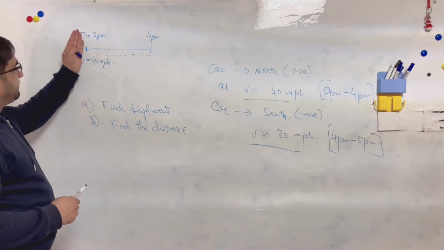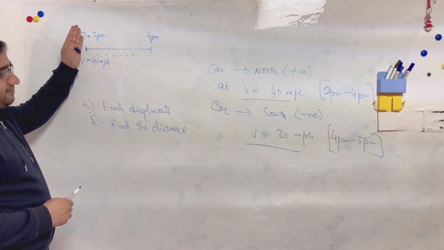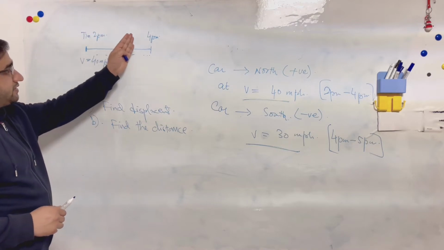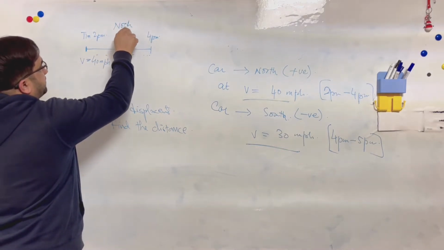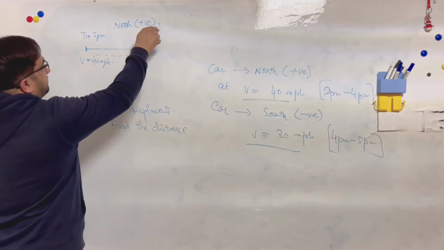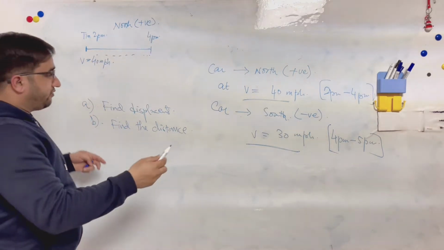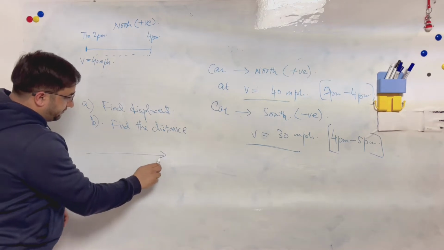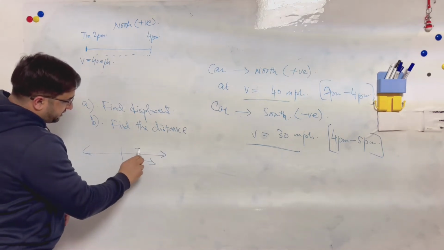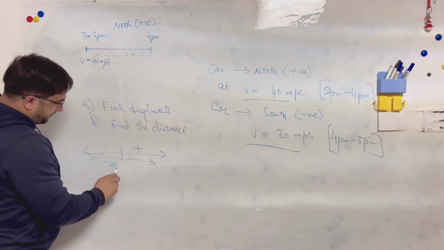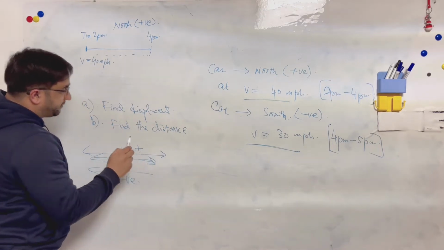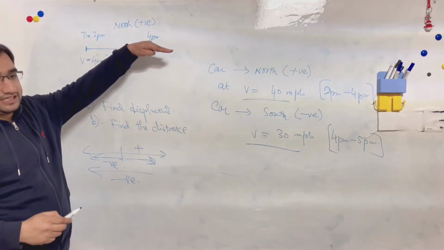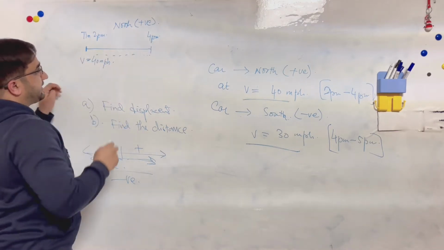The car is here. This is the initial point, and the time is 2 p.m. The car started moving towards the north. This direction is north, and I'm saying this is the positive direction, which is like whenever you are moving on the x-axis, if you are moving like this, then this is the positive direction, and this is the negative direction. If you move like this, it will be negative. If you move like this, it will be positive. So the car is going like this, and it is a positive direction.